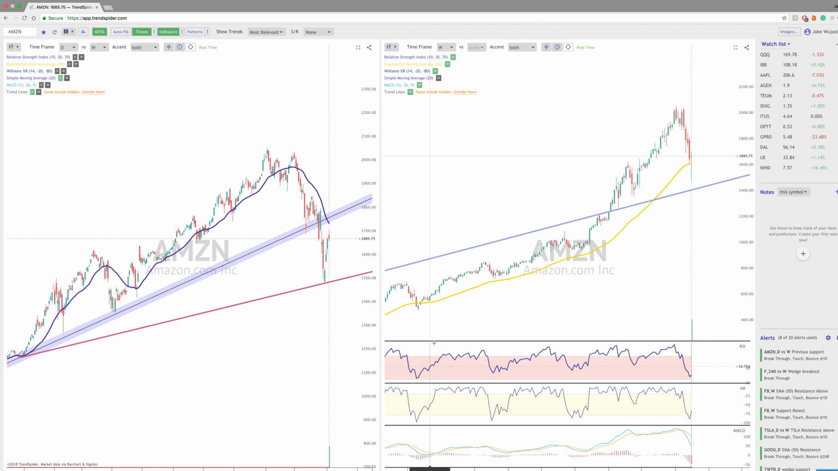So notice as well, the last time the RSI was this low was when the price bounced off the EMA 50, just like it did this week. So that's something to keep in mind.